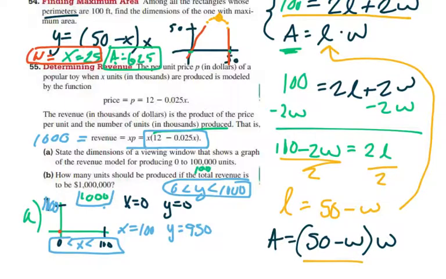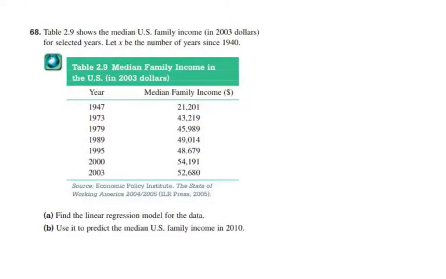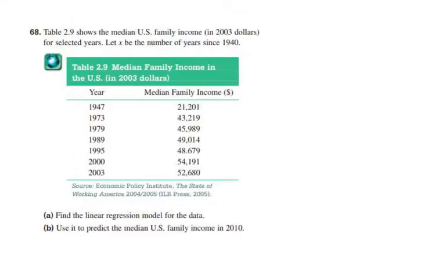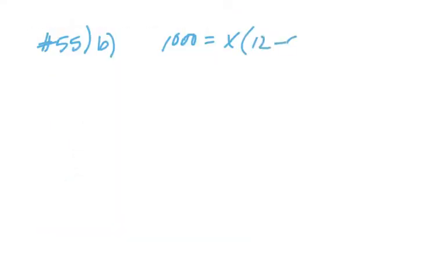If you don't want to do that, on a different slide, I'm going to do number 55B. And so again, I'm trying to find out when does 1,000 equal the equation that we just got, which was x times 12 minus 0.025x. And so in order to solve this, we're going to want to distribute.